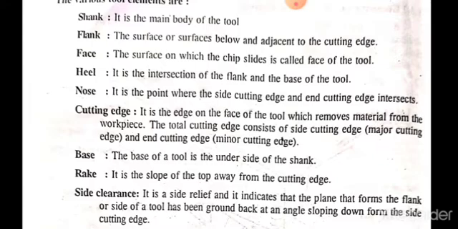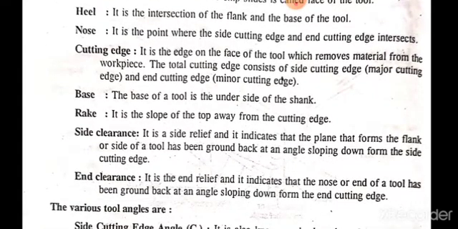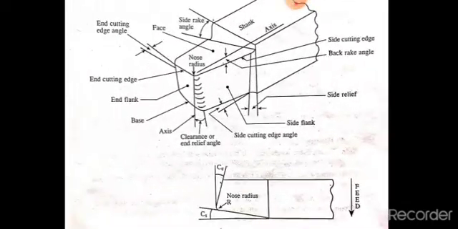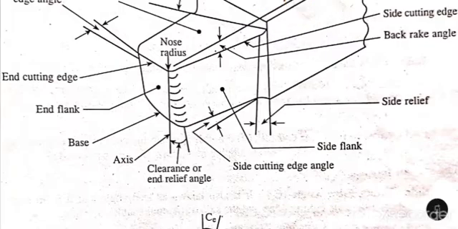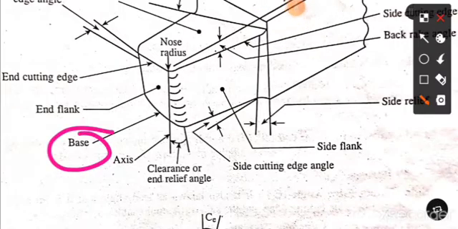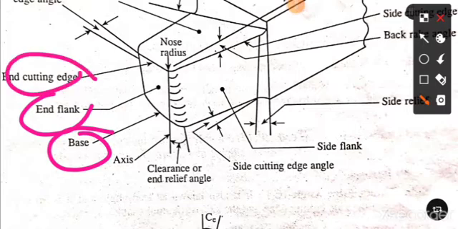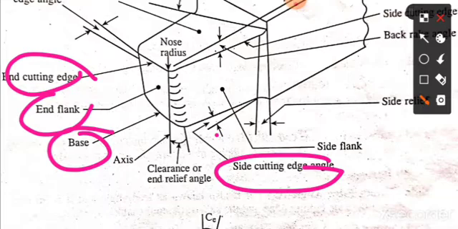Then the cutting edge. The cutting edge is used to remove the material by feeding the tool against the workpiece. Next comes the base. The bottom surface of the tool is called the base. You can see this is the base here. The end plank, end cutting edge angle and side cutting edge angle meet at the nose.